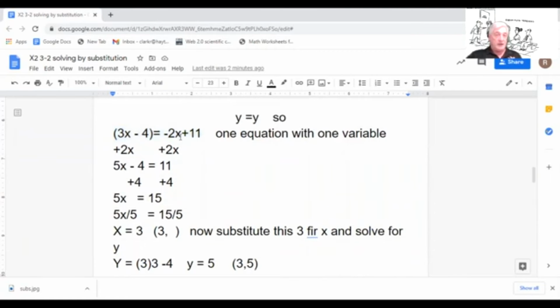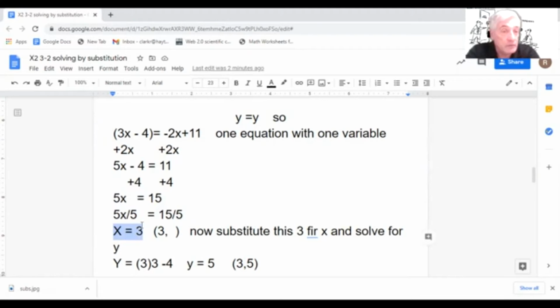What are we going to do? We got minus 2x and we got 3x over here. So we're going to add 2x to both sides. That gets us 5x minus 4 equals 11. And y'all all know the opposite of -4 is add 4, and I did it to both sides, just like we've been doing since 5th grade algebra. Now I've got 5x equals 15. We're going to divide both sides by 5, and we get x is 3.